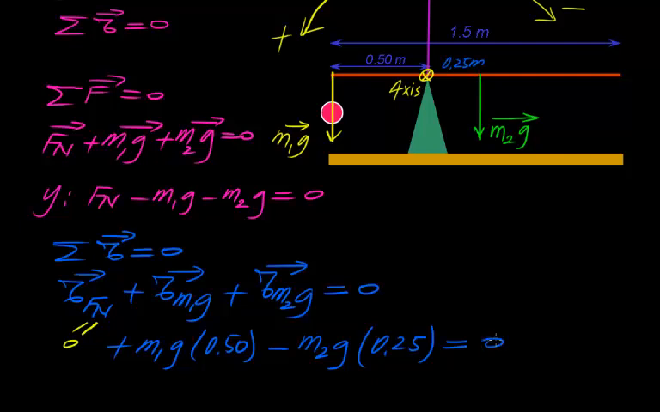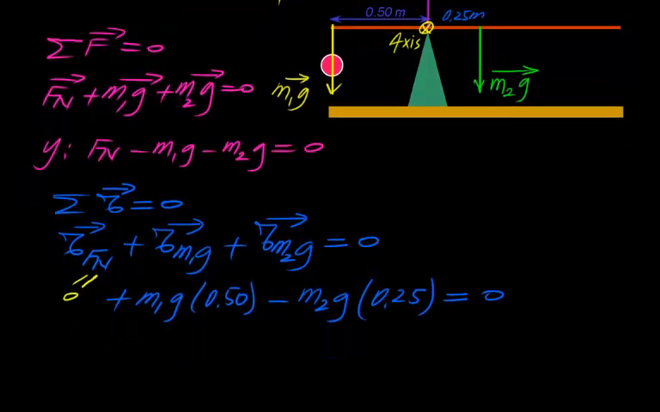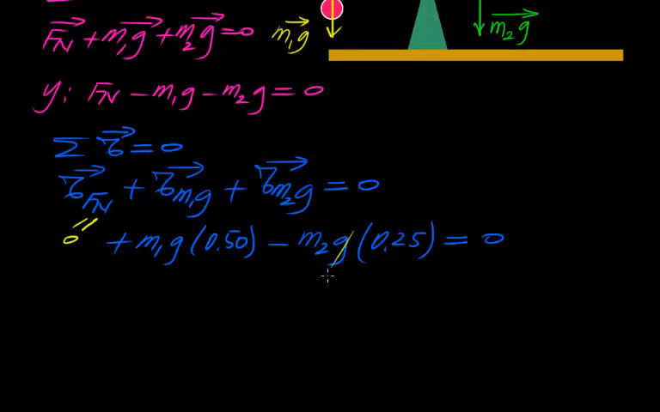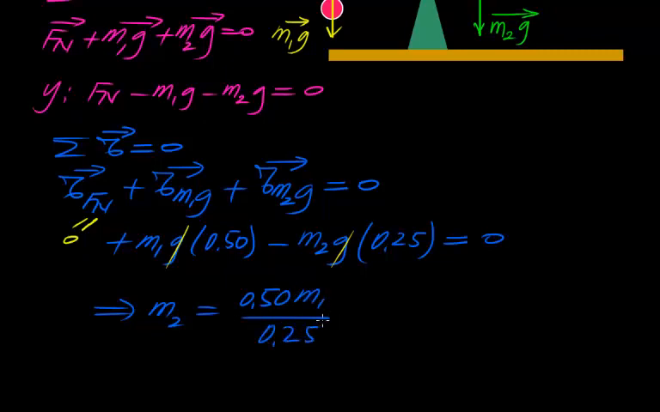This is going to equal 0. Notice that gravity is a common factor, therefore it is going to cancel out. Isolating the mass m2, we obtain 0.50 times m1 divided by 0.25. The mass m1 is equal to 2 kilograms. Substituting for that mass, we obtain the mass m2 to equal 4.0 kilograms.